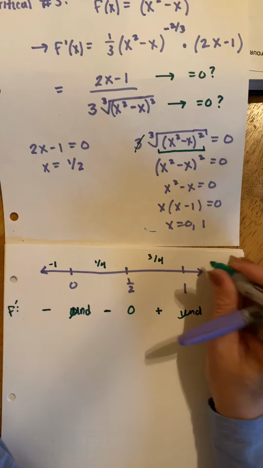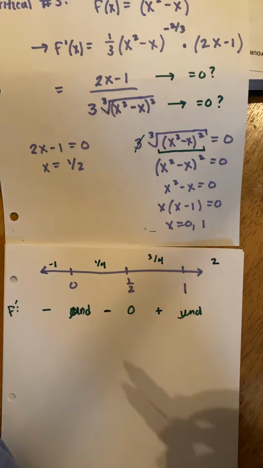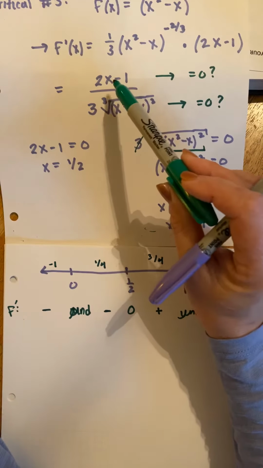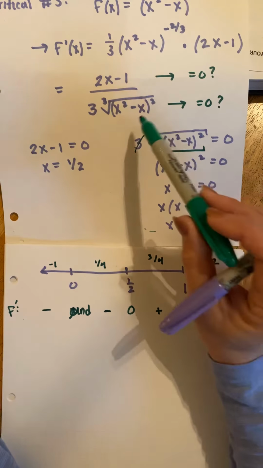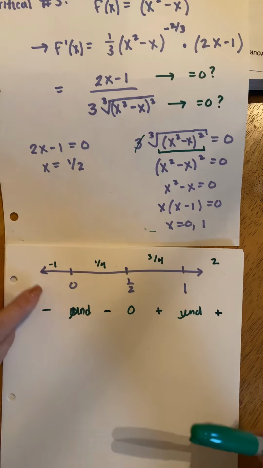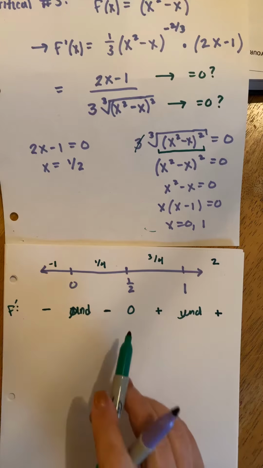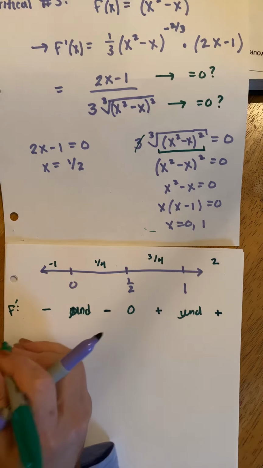And then I'm going to pick anything to the right of 1. Anything, 2, 200, it doesn't matter. We're going to stick it into the derivative. If I stick 2 into the derivative, my numerator is 3, my denominator is positive, so it's positive. So we have 3 critical numbers, 0, 1/2, and 1, but the derivative only changes sign at 1/2.